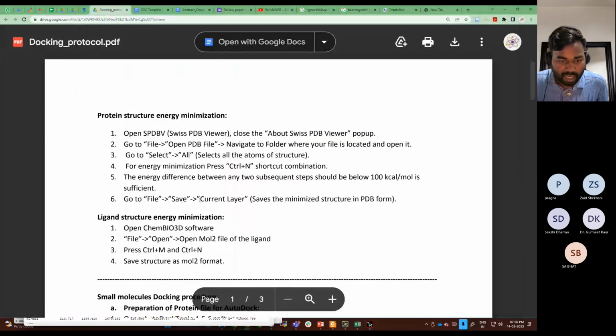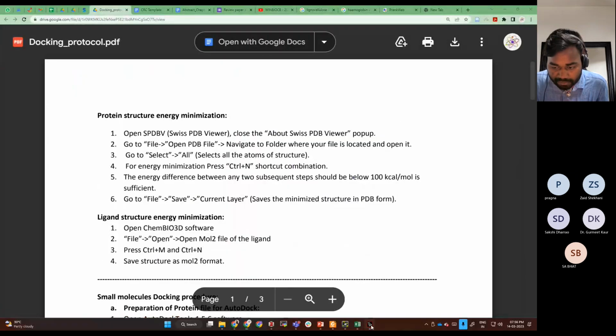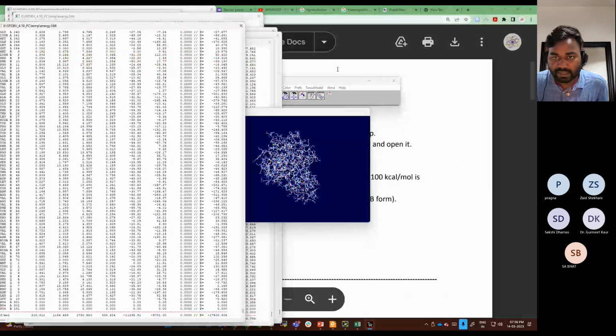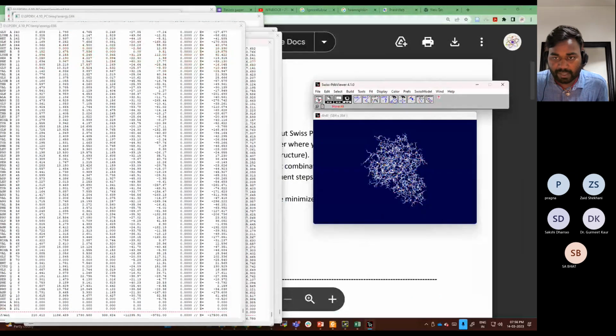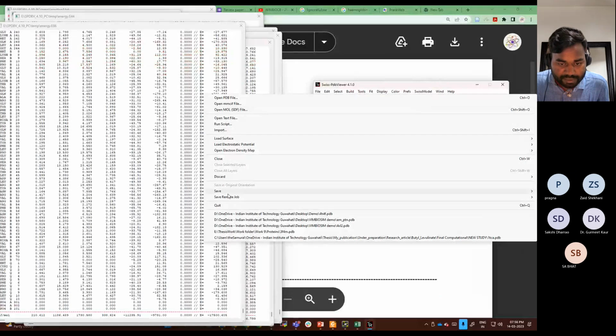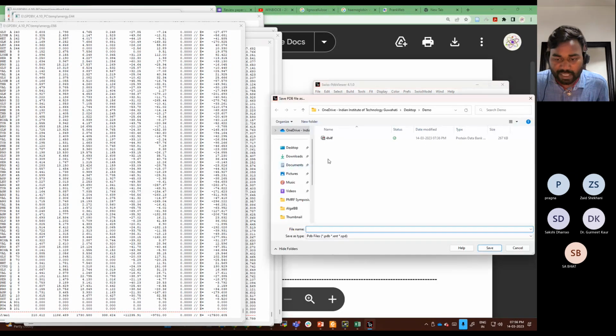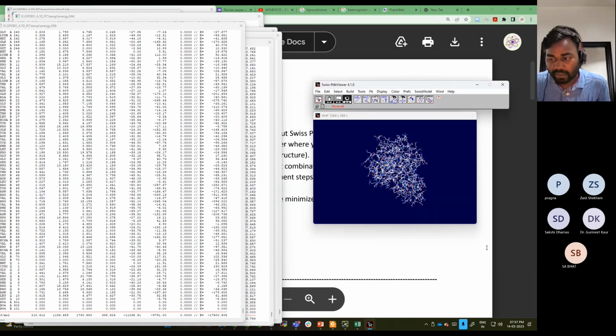Save this layer. How to save this layer? Go to the File menu. Now, save current layer. Where do you see this? Here, save current layer. If you save this current layer, this will be the minimized energy. So you write EM 4H4F, EM for chymotrypsin, and save this in the PDB format. Now your protein is prepared.